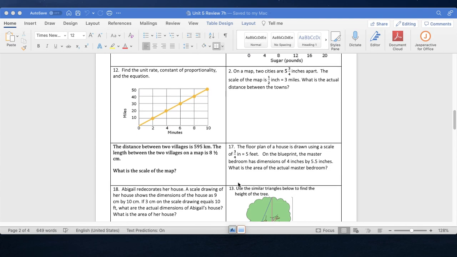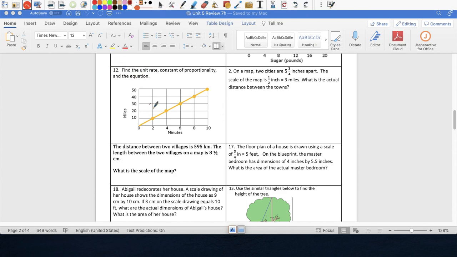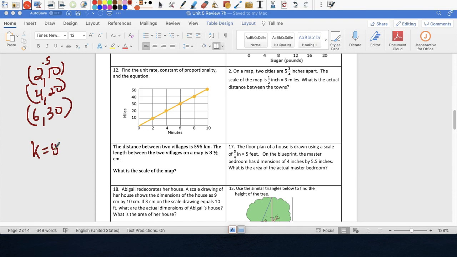Number 12 is a repetition of 11. The unit rate, I can't locate it, but again, we have all these points: (2, 10), (4, 20), (6, 30), right? Again, is it the same constant of proportionality as the previous one? Yes, it is. It's always times 5, times 5, times 5. If you want to do k equals y over x, pick any of these points, do y over x.